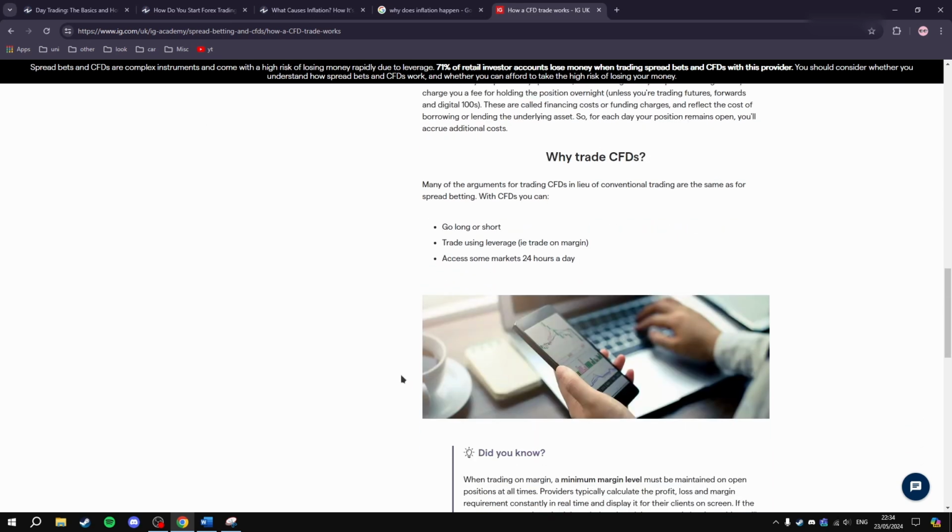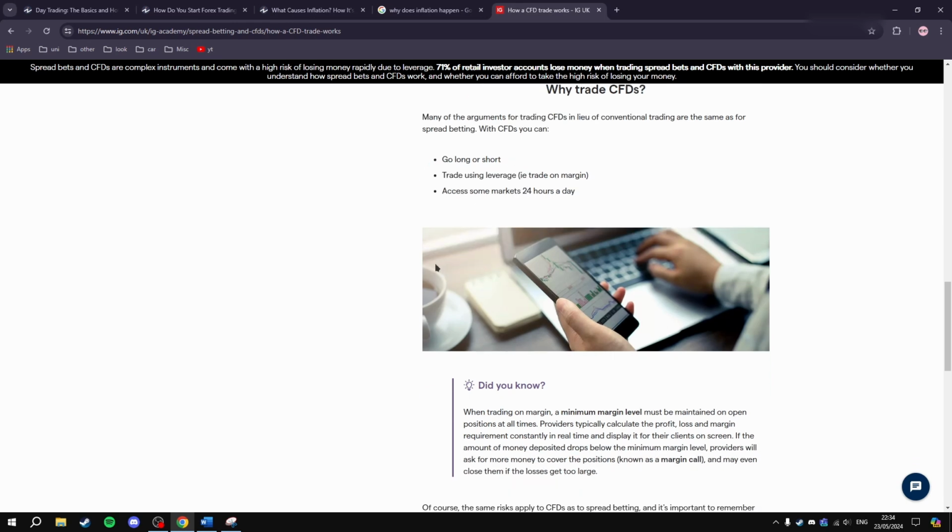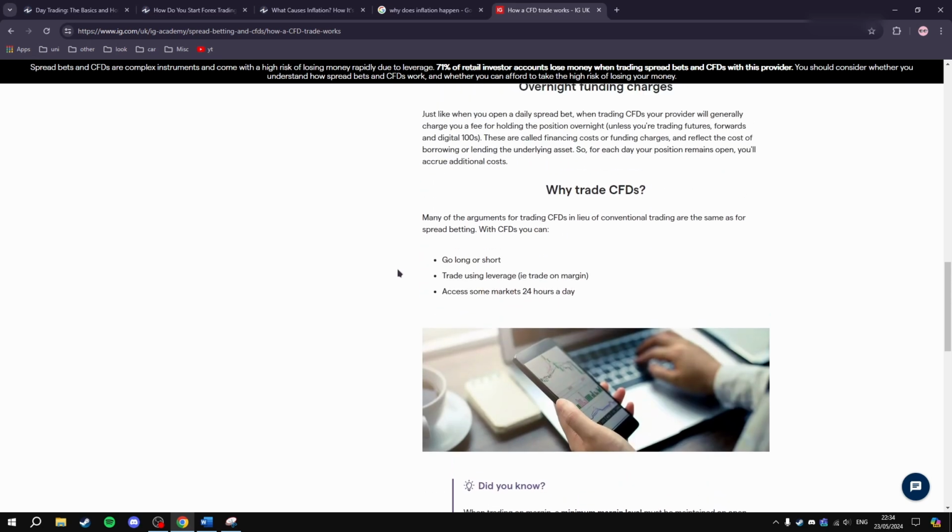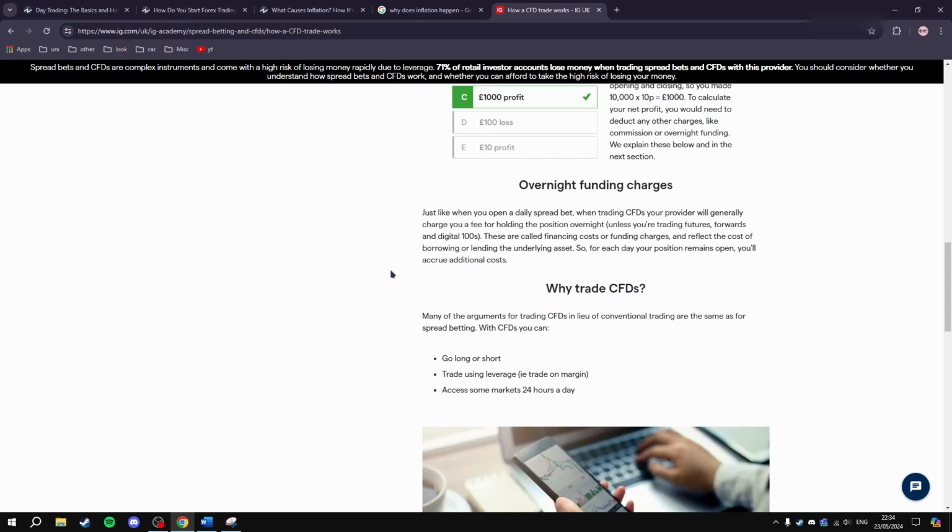Why trade CFDs? Many of the arguments for trading CFDs in lieu of conventional trading are the same as for spread betting. With CFDs you can go long or short, trade using leverage, i.e. on a margin, and access some markets 24 hours a day.